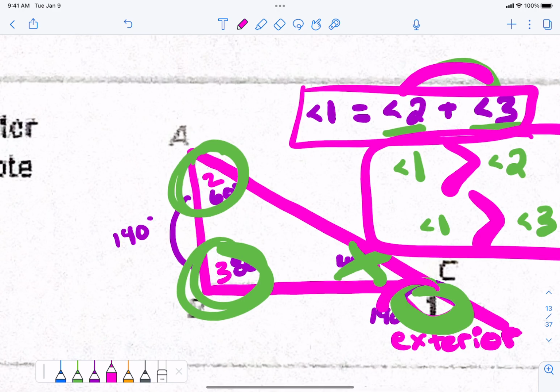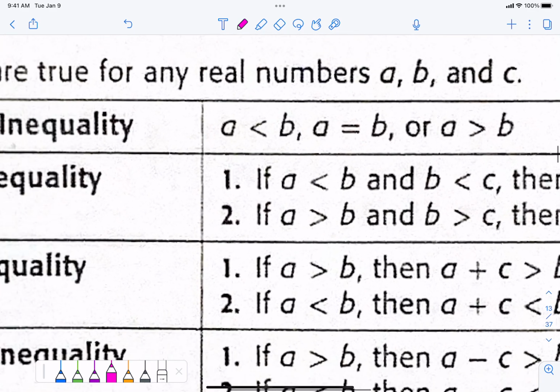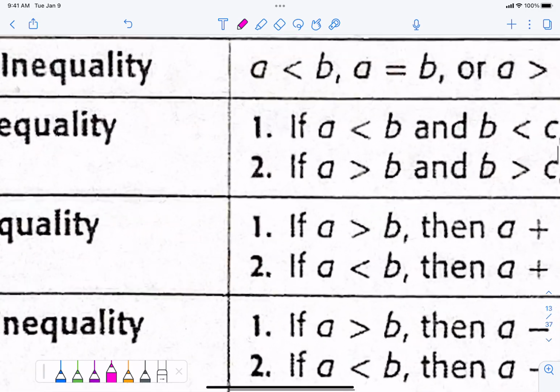No, because angle 1 is this 2 guy and right here, 3 added together is 140. Angle 1's the exterior one, okay? It's outside. Okay, let's go back up to this box right here where they talk about comparisons.